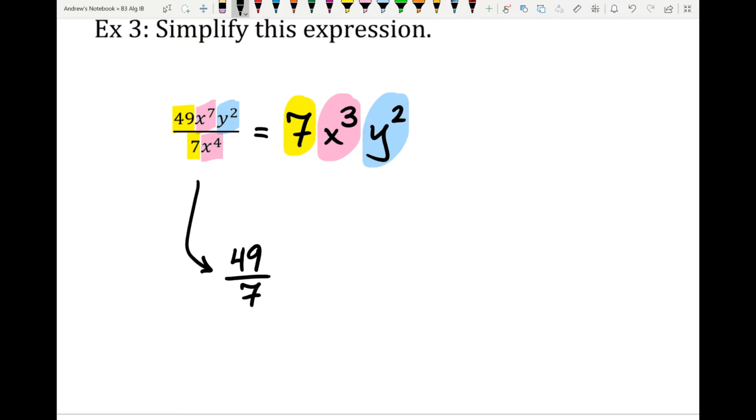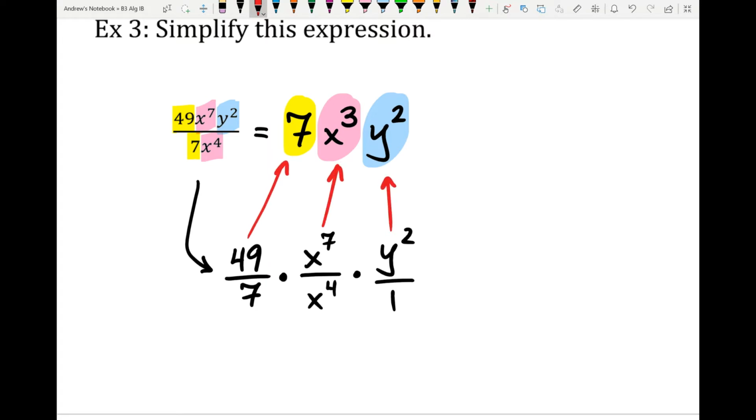You could do 49 divided by 7 times x to the 7th divided by x to the 4th times y squared over just 1, because there's nothing going on there. And you could do the same thing out, right? This stuff for 49 divided by 7 will spit you out there, that'll spit you out there, and that'll spit you out there. So you get the same answer. Depends on which way you like to do it. Either one is going to be all right.